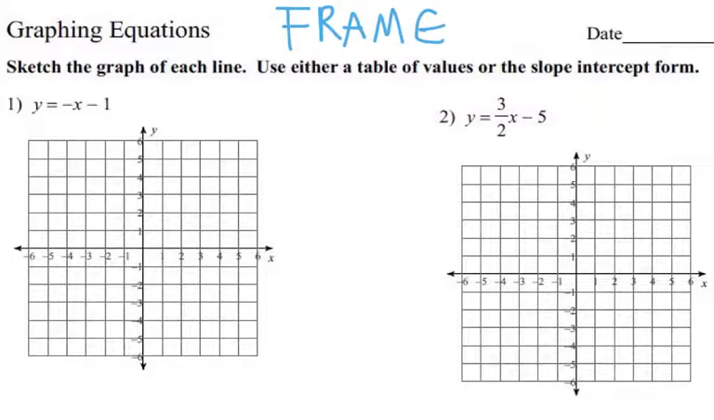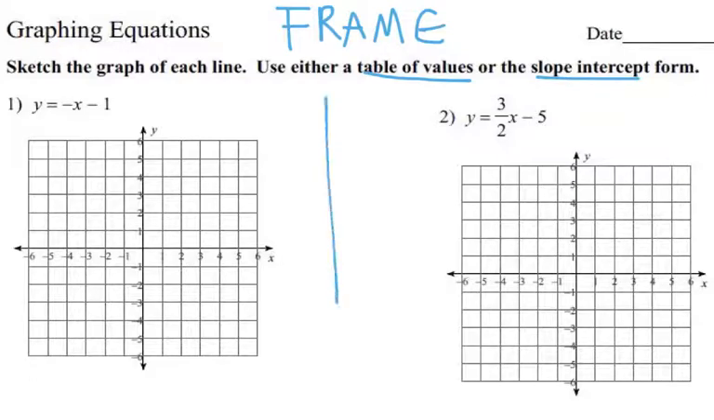Okay. So the first types we're going to graph, we'll use the slope-intercept form. It says either use a table of values or slope-intercept form. I'll do number one as a table, just to remind us how to do that, because that's always useful. But then we'll do the slope-intercept form.